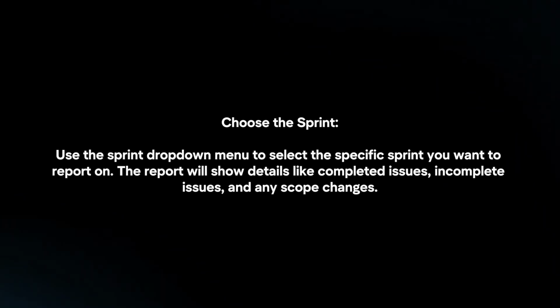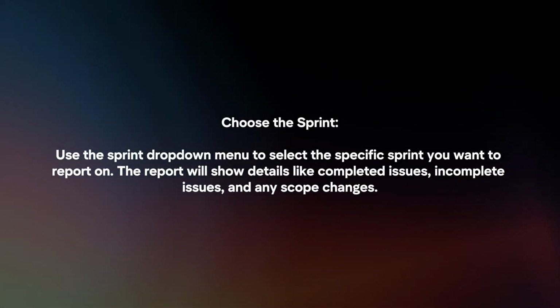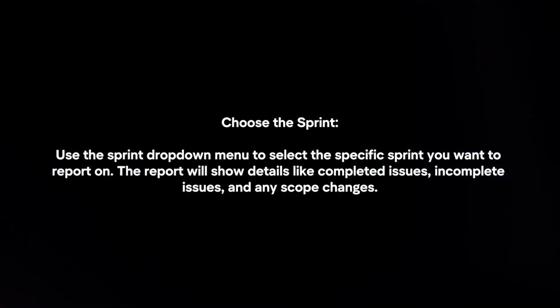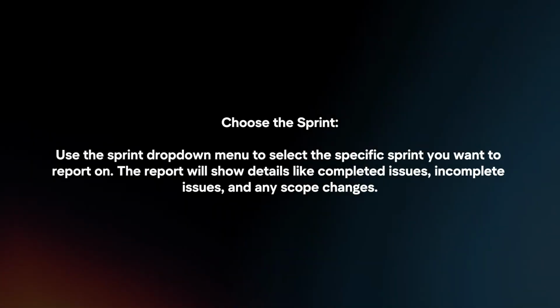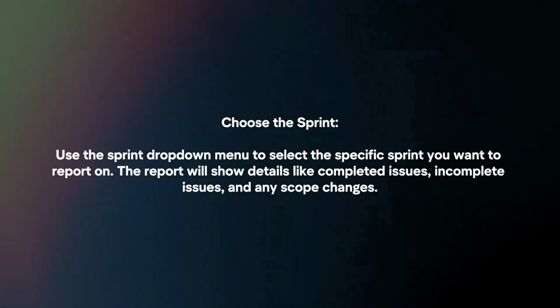Choose the sprint. Use the Sprint drop-down menu to select the specific sprint you want to report on. The report will show details like completed issues, incomplete issues, and any scope changes.